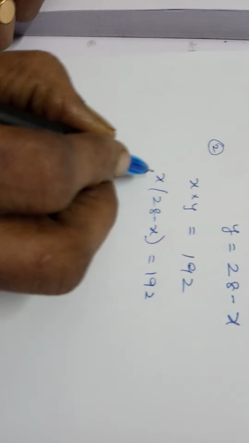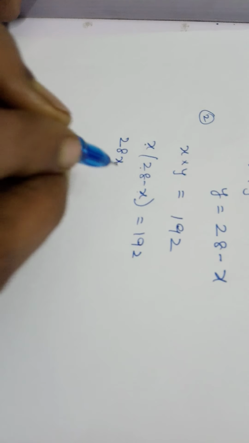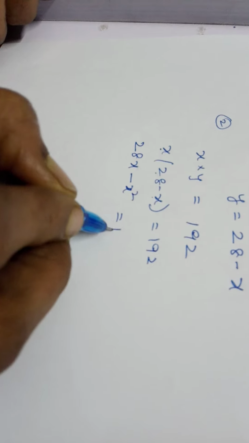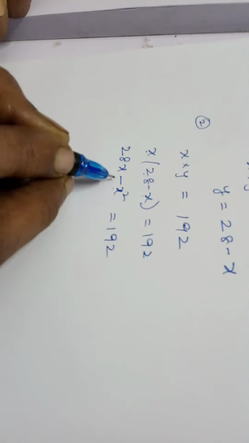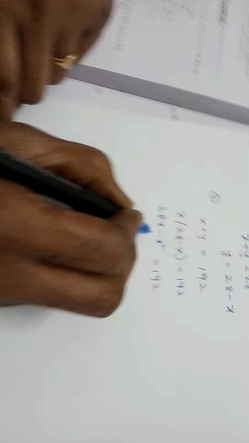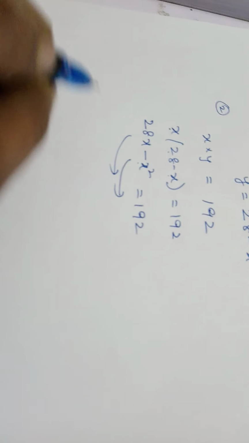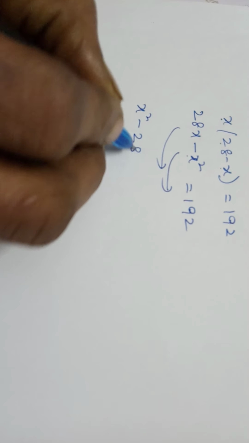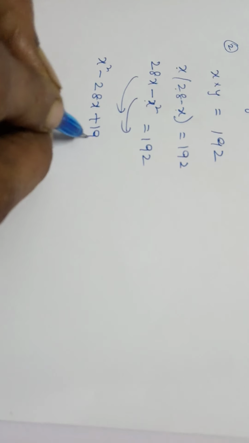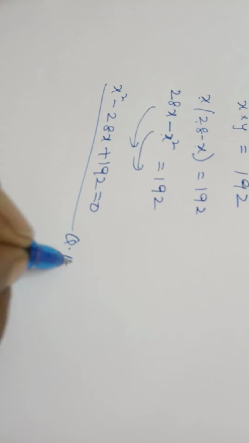Now we will change this into a quadratic equation. x into 28 is 28x. x into x is minus x square, is equal to 192. As much as possible, x square should not be negative, so that you can proceed correctly. If you have negative also, no problem, but still we will make it positive. So bring all these terms to the right side, or change the negative sign. x square minus 28x plus 192 is equal to 0. Now this is a quadratic equation.